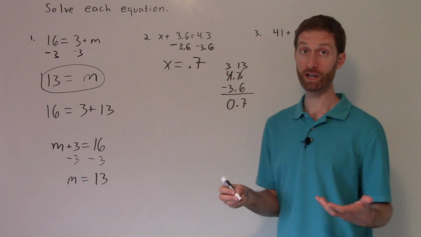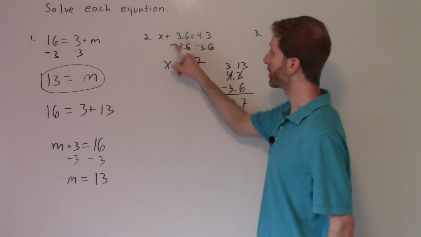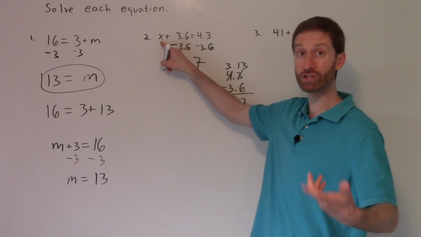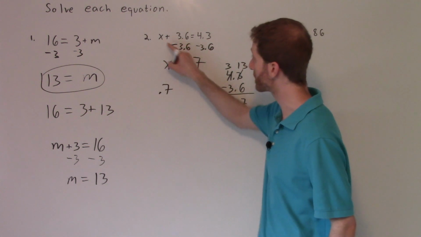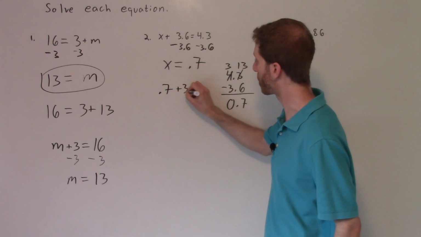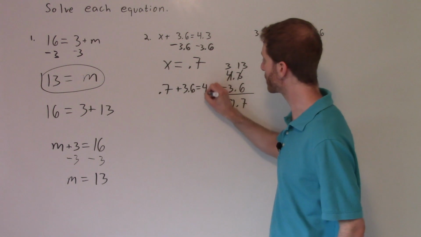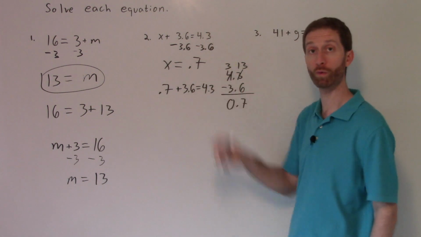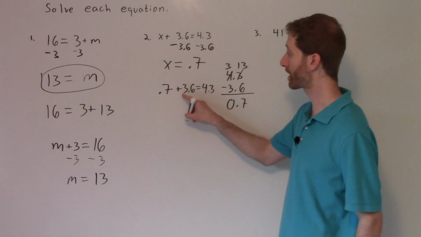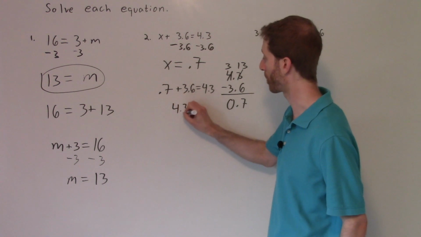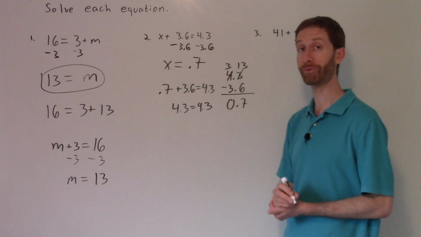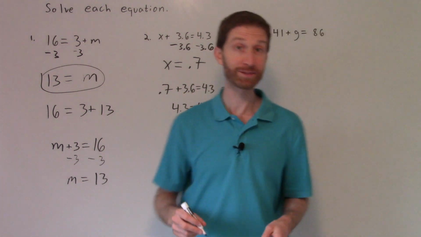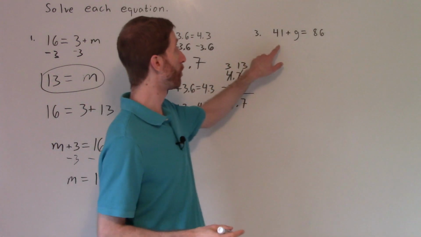As far as doing a check is concerned, you take this value and you evaluate it into the original expression. So 0.7 takes the place of x plus 3.6. And the question is that equal to 4.3? It is. 0.7 plus 3.6 is indeed 4.3. So we have that both sides of the equation are equal. Perfect.